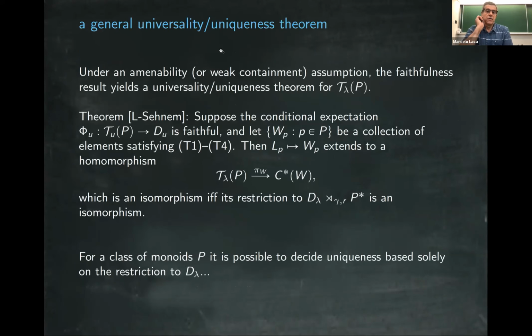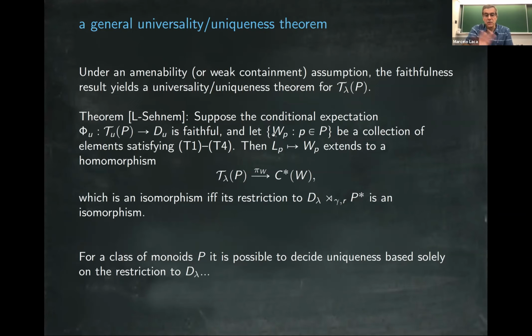So out of this, we can build a universality uniqueness theorem. We have to assume that this amenability or weak containment is satisfied, and then we use the result to characterize faithfulness of representation. So suppose that the conditional expectation, a canonical map that goes from the TU lambda to the universal diagonal, is faithful. This is a sort of amenability of a certain partial action.